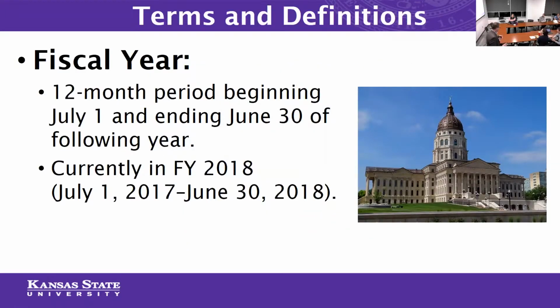Just to be aware, K-State works on a fiscal year basis, just like the state of Kansas does. Currently we're in FY18. It runs July 1 through June 30th. So we run parallel with the state of Kansas.